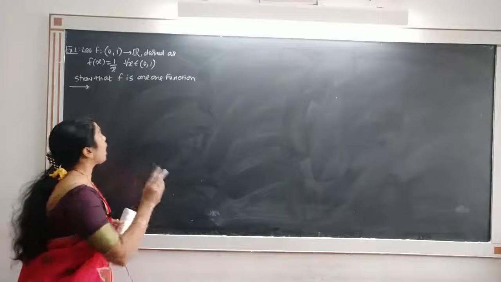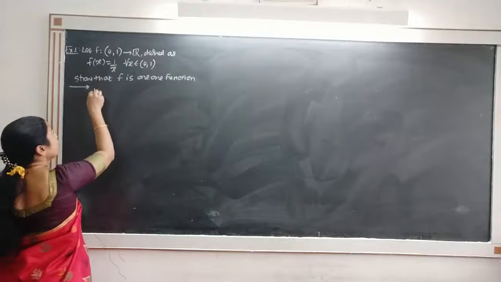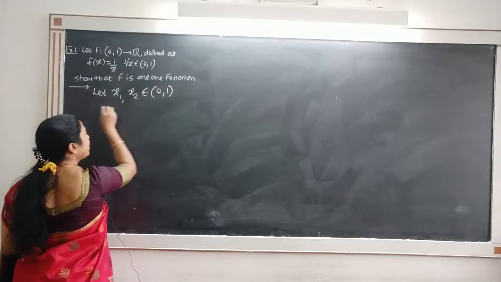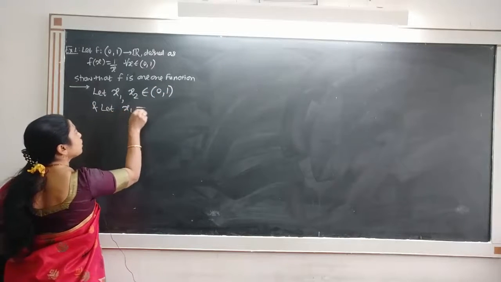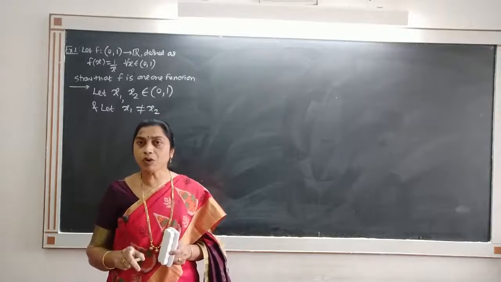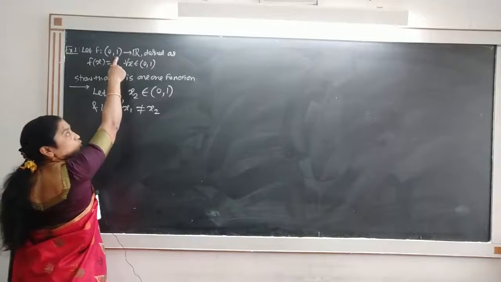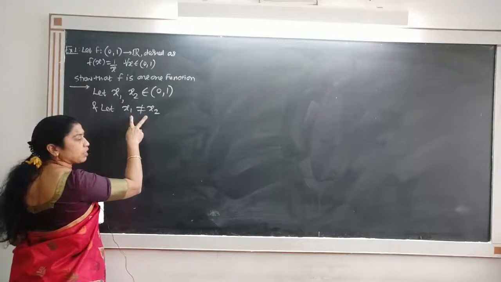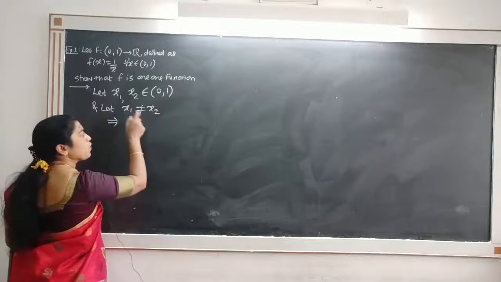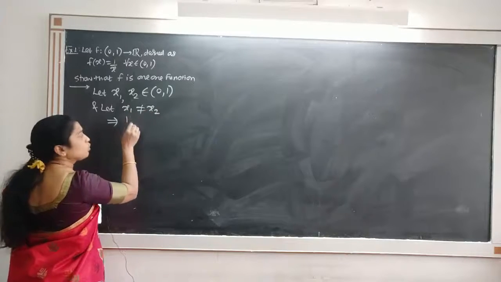Start with any two arbitrary elements from the domain. The domain is the open interval 0-1. So, start with any two arbitrary elements x1 and x2 in the domain, and let us assume that x1 is not equal to x2. If we are able to prove that f of x1 is not equal to f of x2, then the function becomes 1-1. So, always start with two elements in the domain, assume the elements are not equal, so x1 is not equal to x2, and prove that f of x1 is not equal to f of x2. Now, x1 is not equal to x2, so 1 upon x1 is not equal to 1 upon x2.